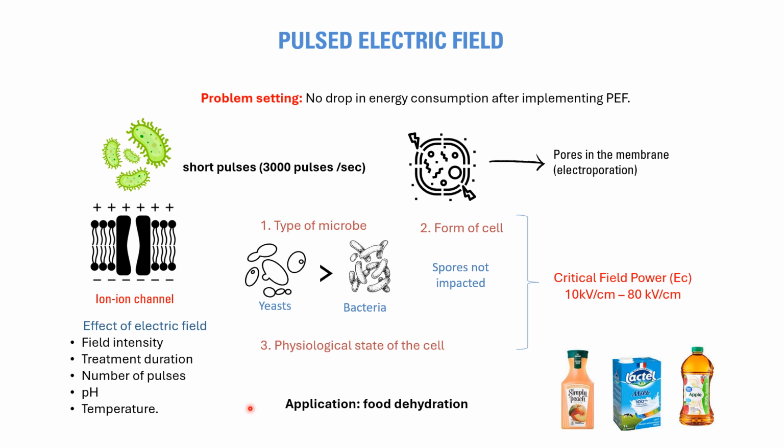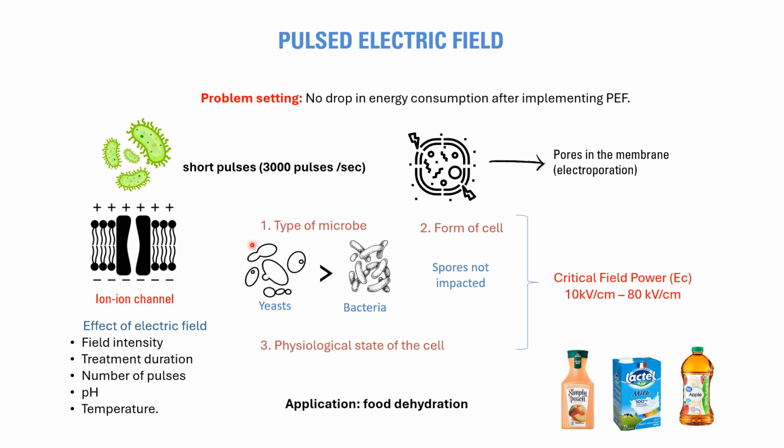If you talk about the efficiency of this method, it depends on several factors. First is what is the field intensity we are using. Second, treatment duration. Third, what is the number of pulses that we are applying. Then you have pH and temperature. As far as critical field power is concerned, it is dependent on the type of microorganism we are dealing with.